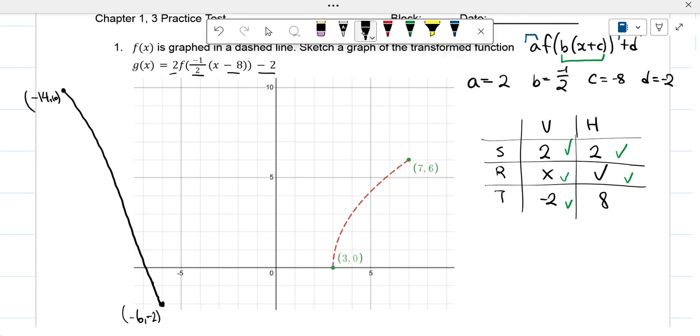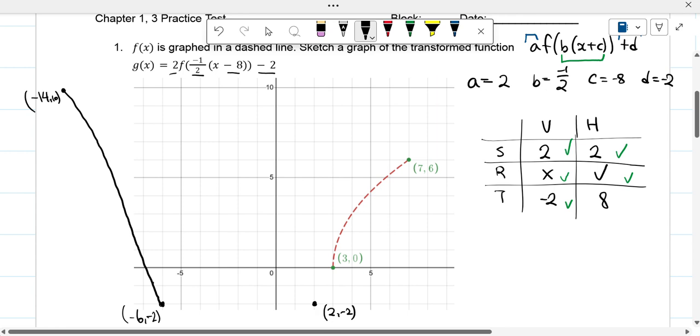Final step. There's a horizontal translation by 8, which means my x value is added by 8. Let's start with -6, -2. -6 plus 8 is 2. So that's going to be 2, -2.